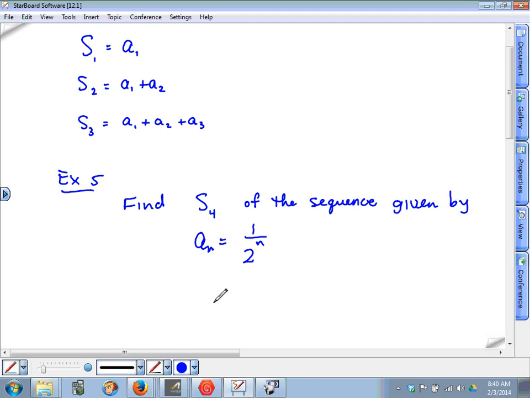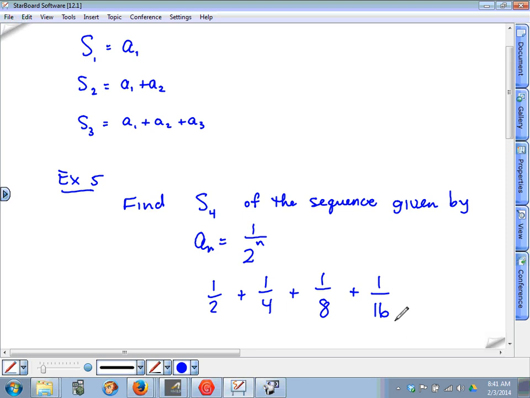So what's the first term? 1. How do we know that? What are we plugging in? The number 1 for n, because for the first term, n equals 1. So the first term is 1/2. Now we have to add that to the second term. For the second term, n equals 2. So that's going to be 1/4. Now we have to add the third term, which is 1/8. And then finally we add the fourth term, 1/16.